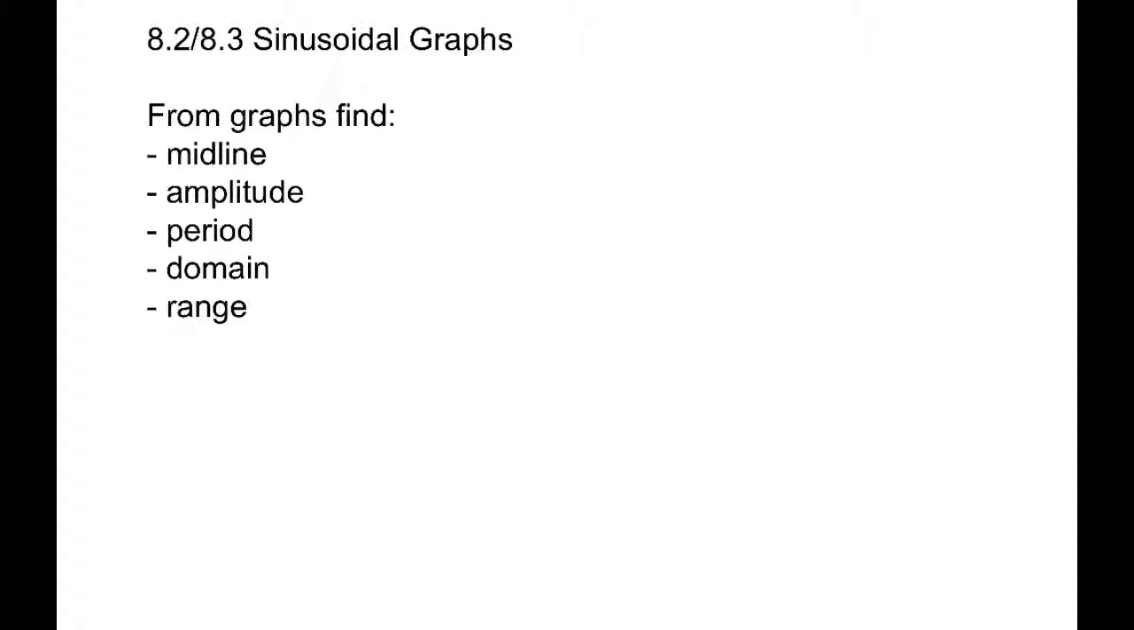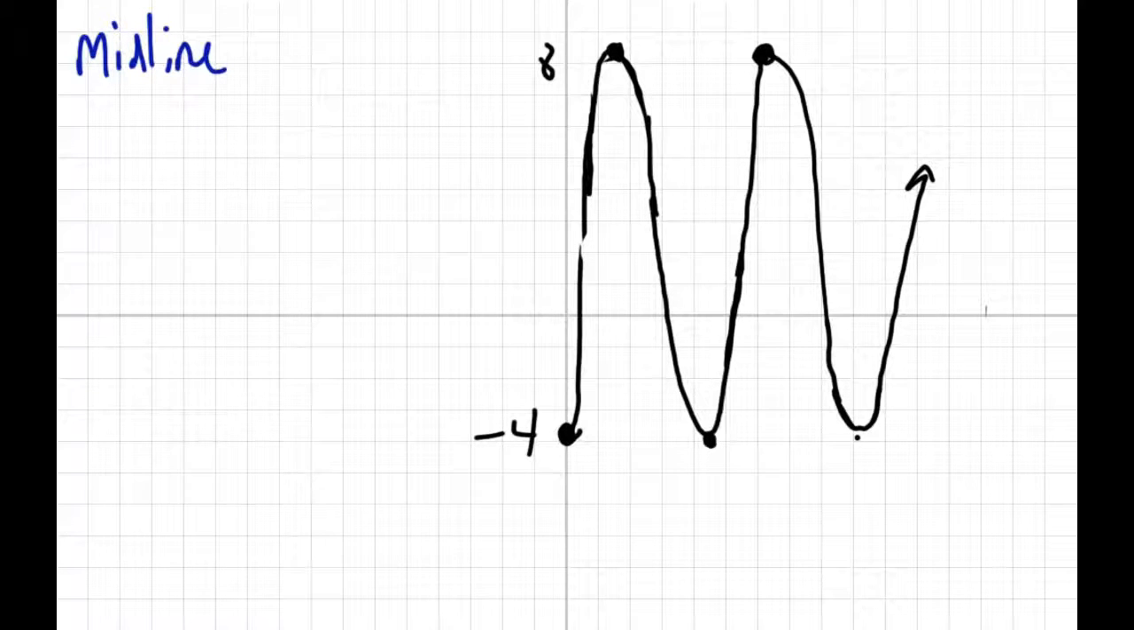Okay, today we're going to combine a couple of different units or sections of the chapter together because they're similar to what we did last time. We're going to look at sine graphs and sinusoidal functions and figure out where the midline is, what the amplitude is, what the period is, and the domain and range like we did before. So we'll start with a graph. Okay, so we're going to look at a sine graph.